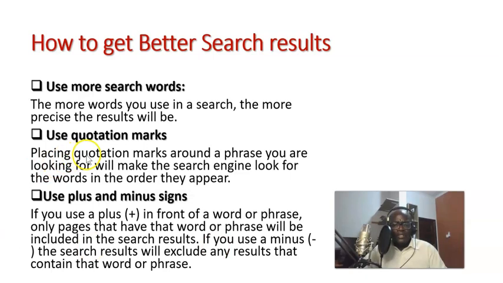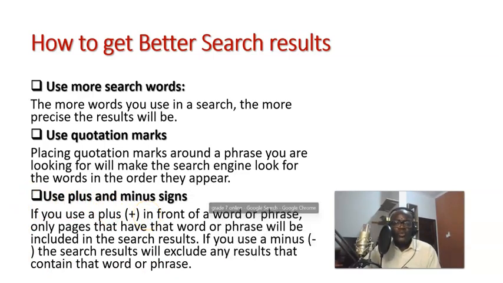Number two, use quotation marks. Whatever word you are searching for, try to include them in quotation marks. For example, if you write grade 7 online and then you put them in quotation marks, what that means is whatever information will display, it will contain those words that you've indicated. So placing quotation marks around a phrase you are looking for will make the search engine look for the words in the order they appear in the quotation marks. Another trick that you can use is putting a plus sign in front of a word or phrase you are looking for.